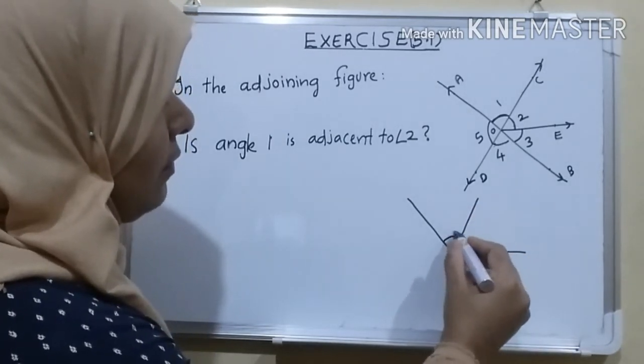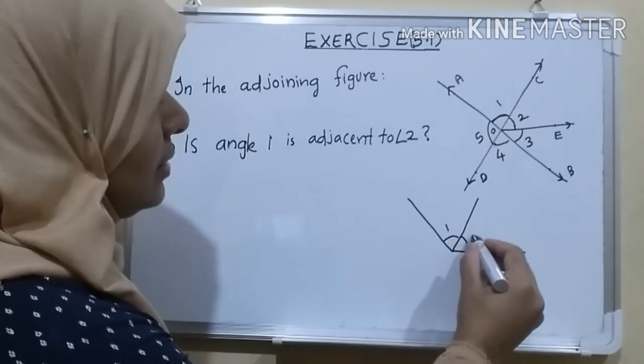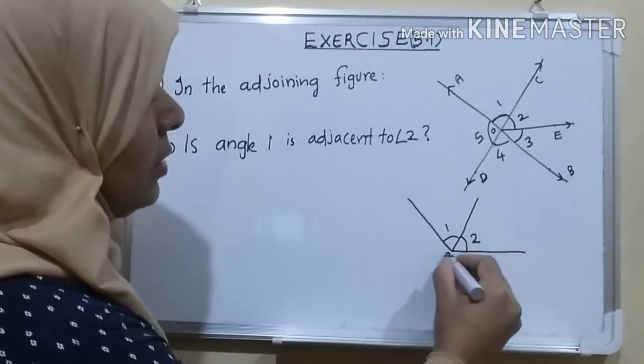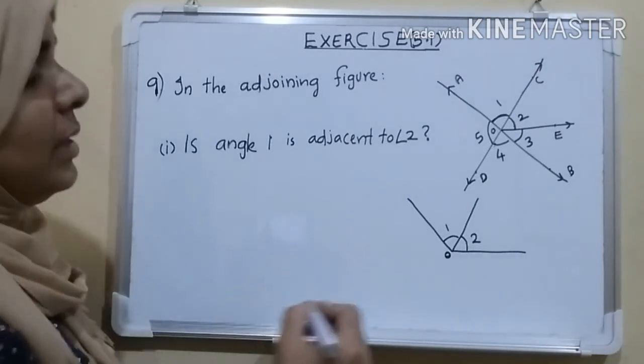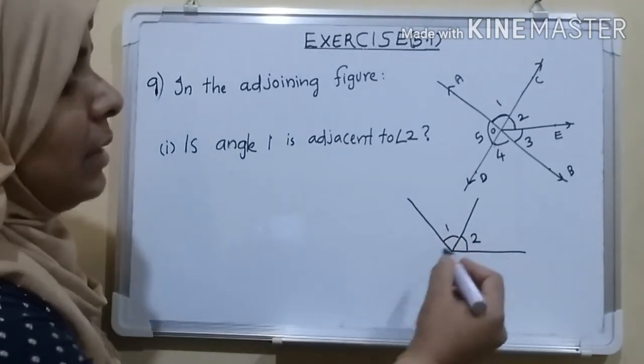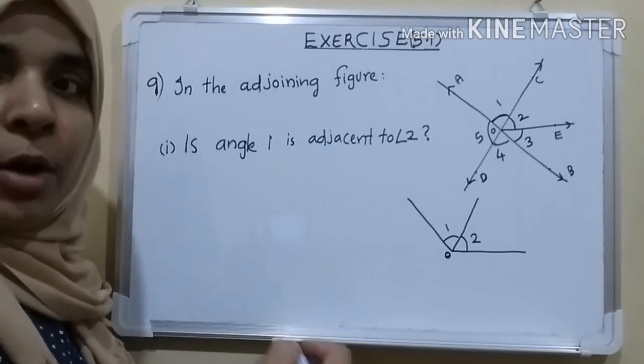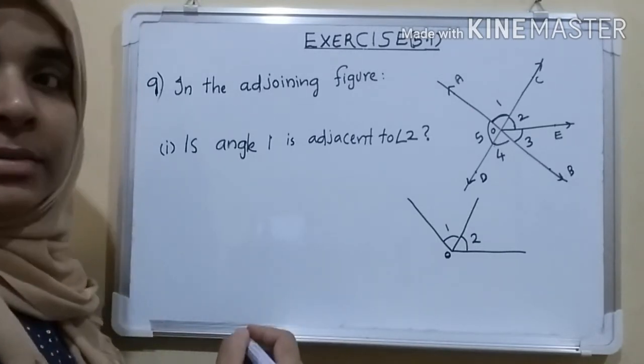This is angle 1 and this is angle 2. This is the meeting point, the vertex. Okay, here, what is the question? Is angle 1 adjacent to angle 2? What is the property of adjacent angles?